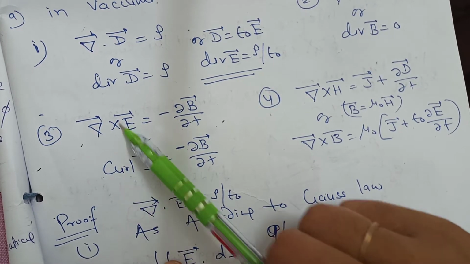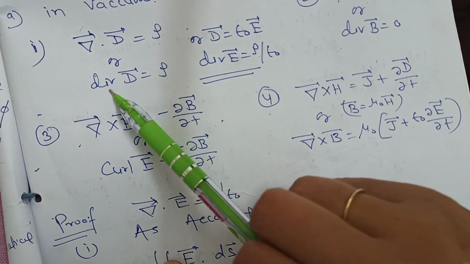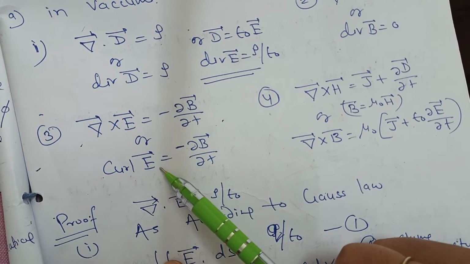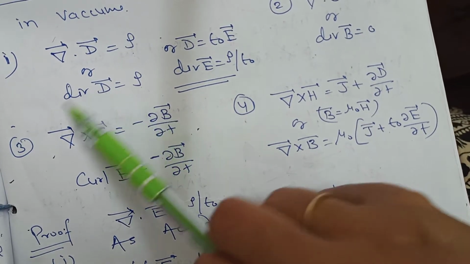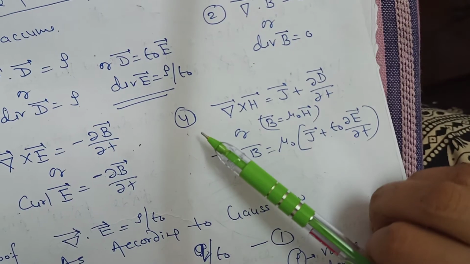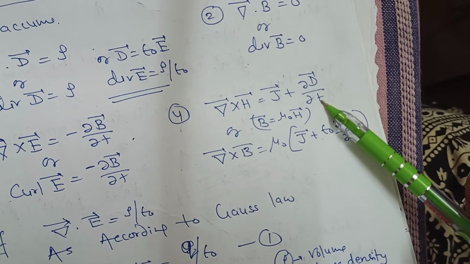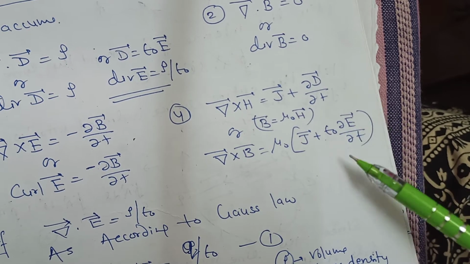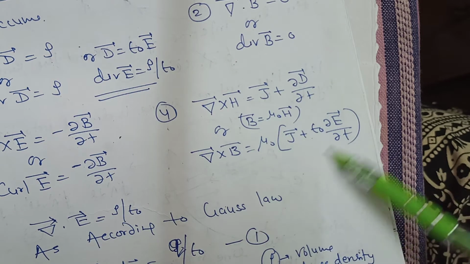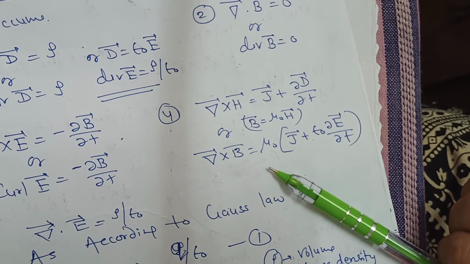Third equation of Maxwell is del cross E is equal to minus del B by del t. Del cross E can also be written as curl of E, so curl of E is equal to minus del B by del t. This equation represents Faraday's law. And the fourth one is del cross H is equal to J plus del D by del t. If we put B vector is equal to mu naught H and D is equal to epsilon naught E, we get another form of the equation. The significance of this equation is Ampere's circuit law.